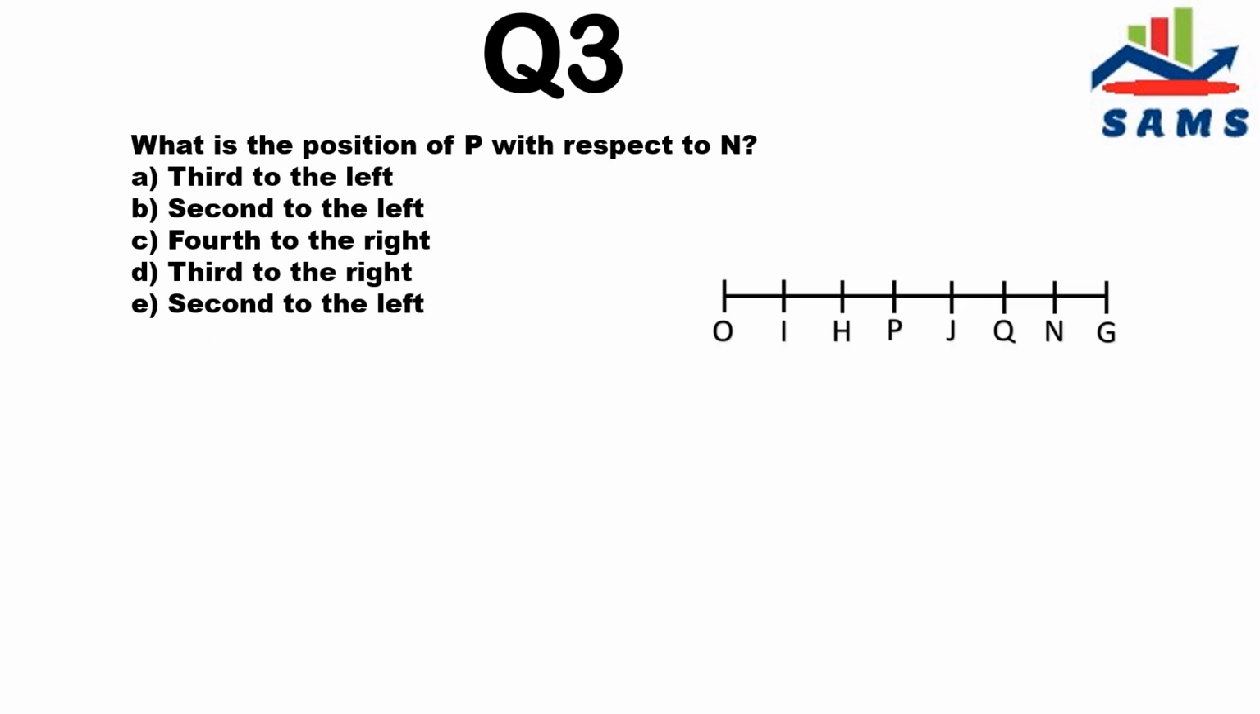The next question reads, what is the position of P with respect to N? So if this is P and this is N, P is going to be first, second, third to the left of N. So third to the left, that means option A is our answer to this question.